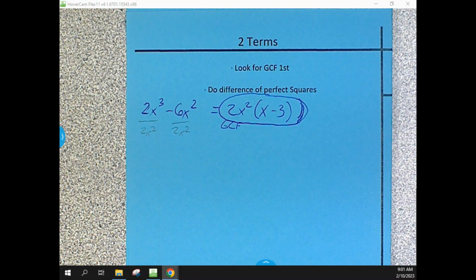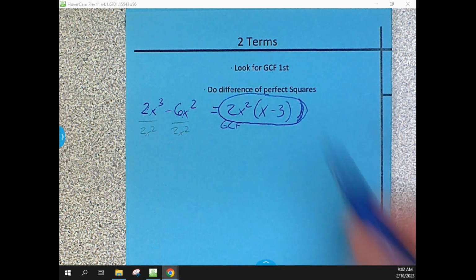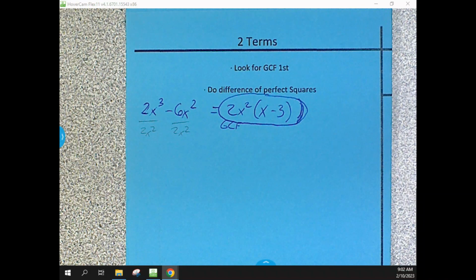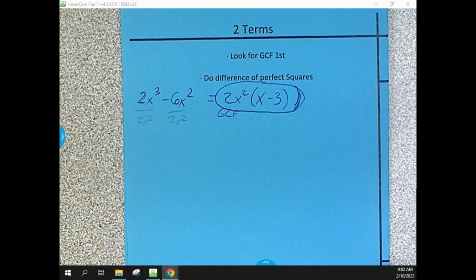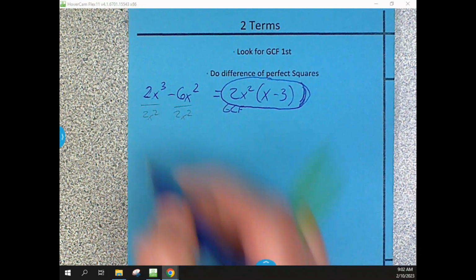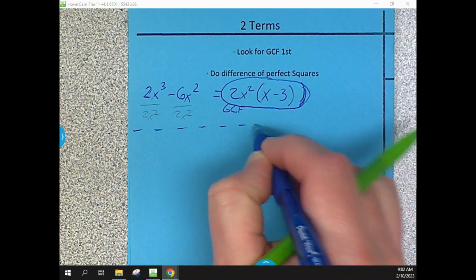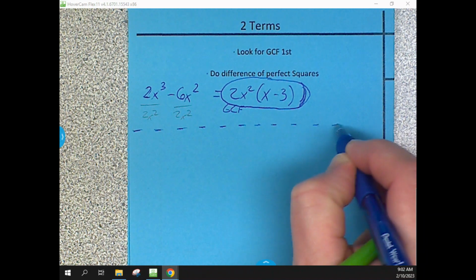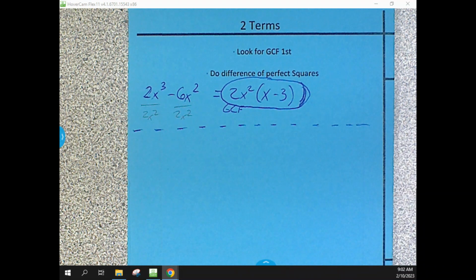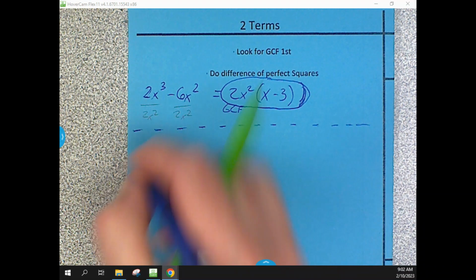Now, you can have a mix of that, but most of the ones that we do with two terms are really going to be difference of perfect squares. This is a special kind of factoring that you'll do just based on what you have there. And again, we'll come back and do greatest common factor and all the options we could do in a little bit.